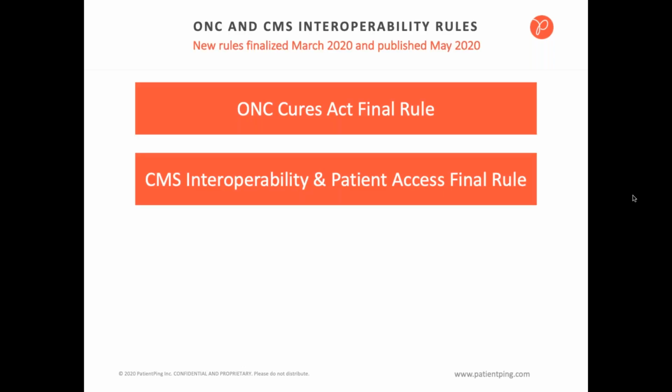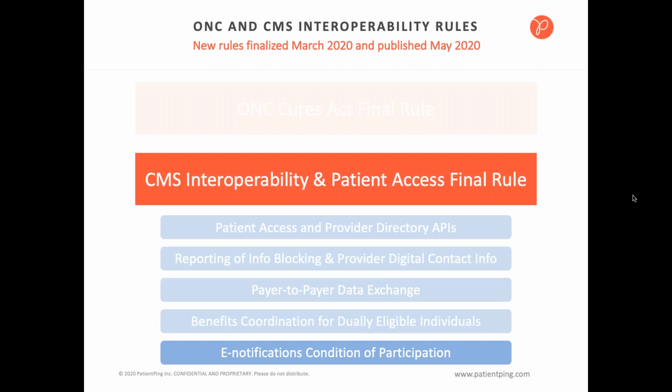So to provide a little bit more context, over 2 months ago on March 9th, two significant and complementary health IT rules were finalized that I'm sure you all have heard about. The ONC Cures Act, or the info blocking rule, and the CMS Interoperability and Patient Access Rule. Really, both rules focus on information sharing, making data more accessible to patients, and ensuring data can be readily exchanged to improve patient care and outcomes. Today, we'll focus on the CMS rule.